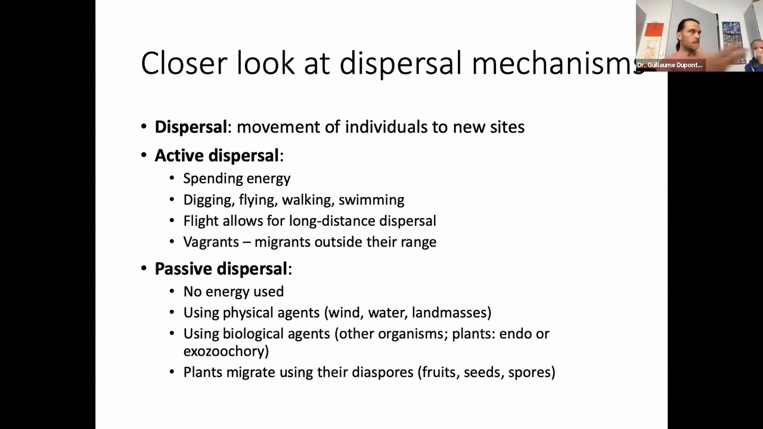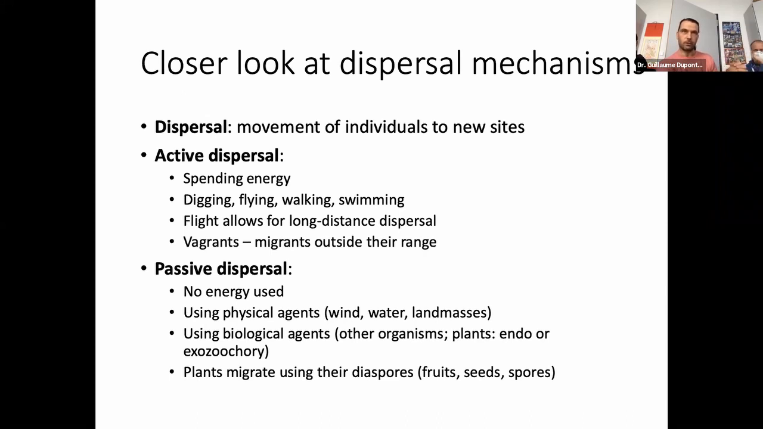So why do species change their ranges? This has something to do with dispersal, the way they move. And we have two ways. We can actively move. This, however, requires that the organism spends energy. Then it can fly, as we've just seen with bats. It can dig, walk, or swim.